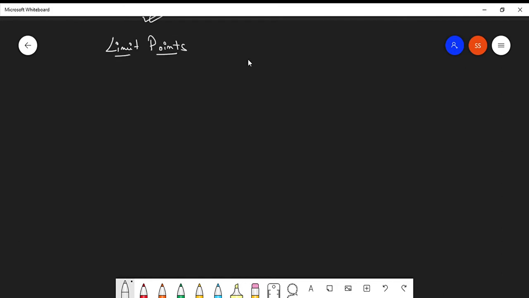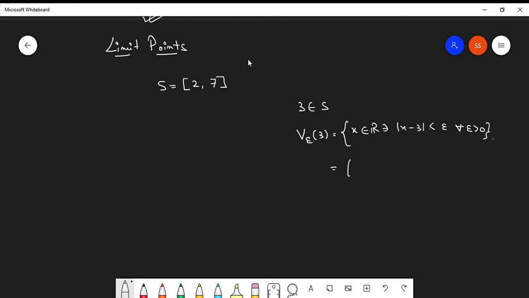Let us understand using an example. Let's say you have a set S, which is the closed interval from 2 to 7. And we pick a number from this interval, let's say 3. So 3 belongs to this interval itself. Now let's take an epsilon neighborhood of 3. So any general neighborhood of 3 is given like this: x belonging to R such that mod of x minus 3 is less than epsilon, for all epsilon greater than 0. Or, on the other hand, we can write it simply as the open set (3 minus epsilon, 3 plus epsilon).